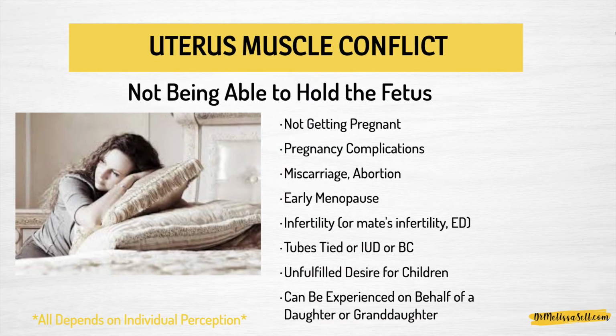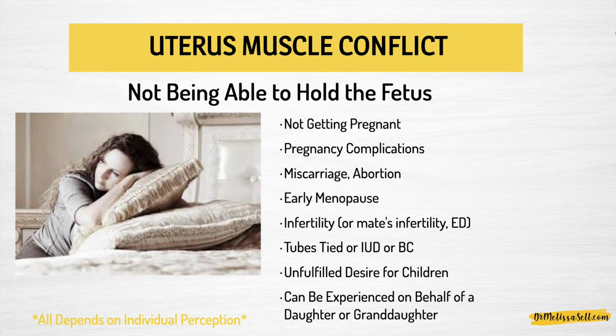So that wraps up that first conflict. Now, I also want to talk about the uterus muscle conflict, because this is different than the uterine mucosa and the fallopian tubes. So this has to do with a slightly different character of conflict. It's called not being able to hold the fetus.